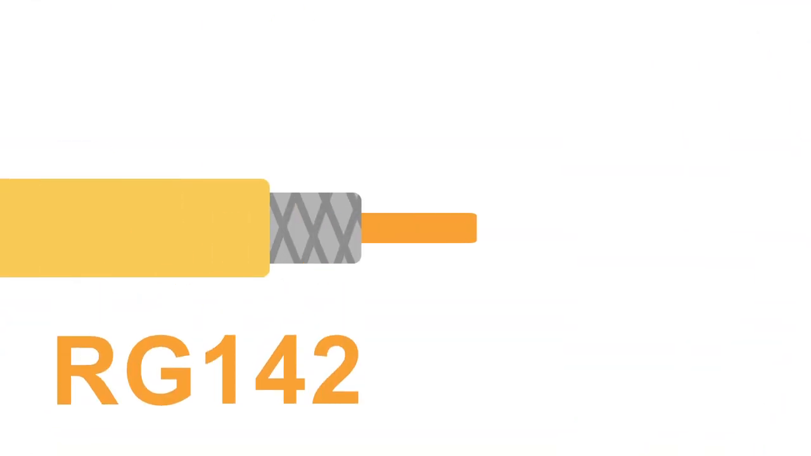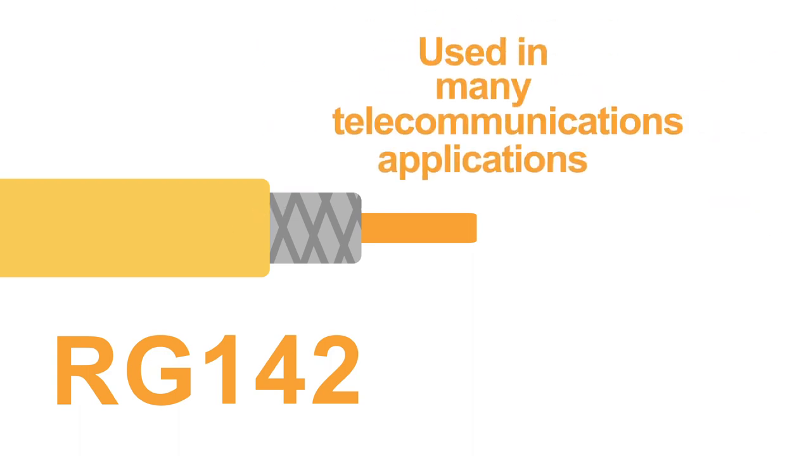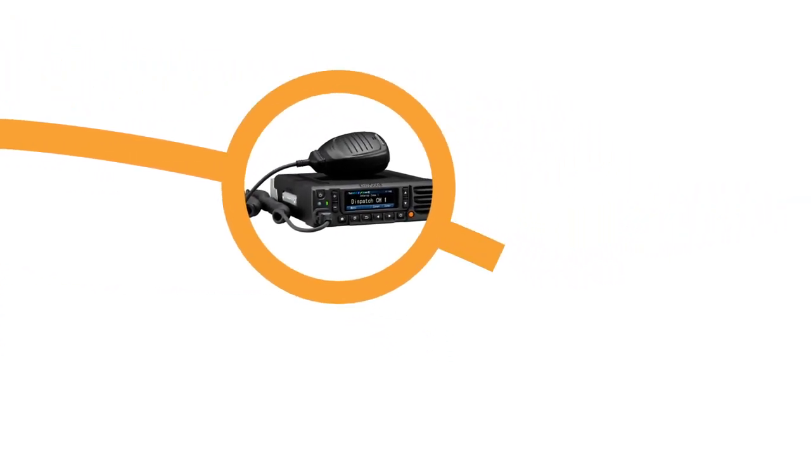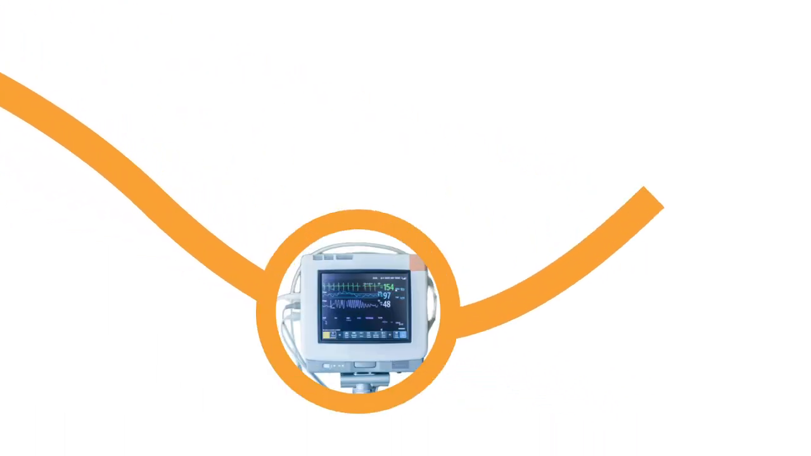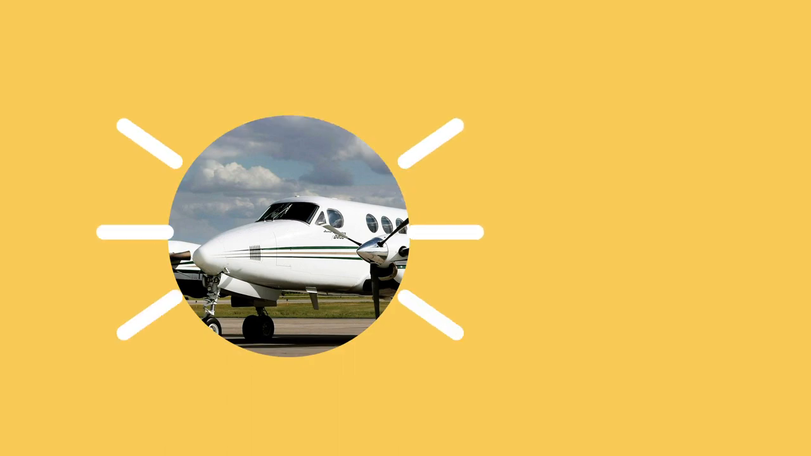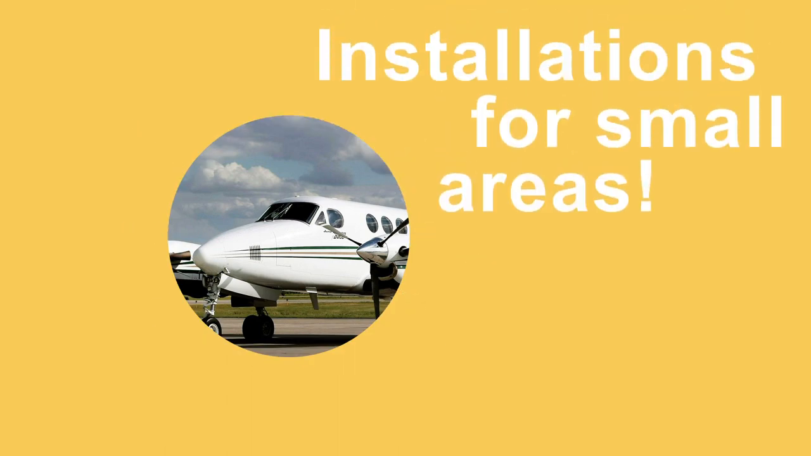RG142 is a popular coaxial cable for use in many telecommunications applications. It's commonly used to make high-frequency interconnections in things like radio systems, two-way communications, phased antenna arrays, medical equipment, and avionics. It's often chosen for installations in small, sensitive areas.